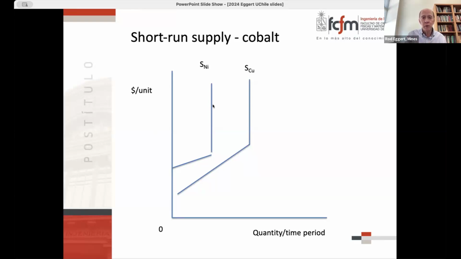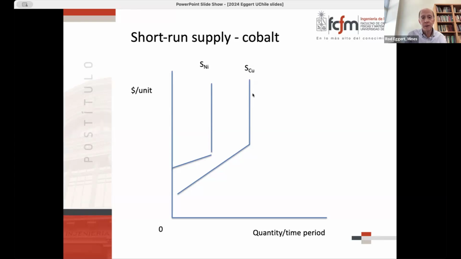Then we have a vertical portion of each supply curve. What does that vertical portion reflect? It represents the maximum quantity of cobalt available in the short run from nickel mines and from copper mines. So there is a scale of operation of nickel mining and copper mining, and then only a certain amount of cobalt in the nickel ore and in the copper ore that defines these quantities.